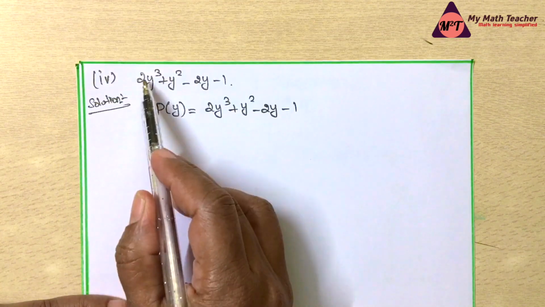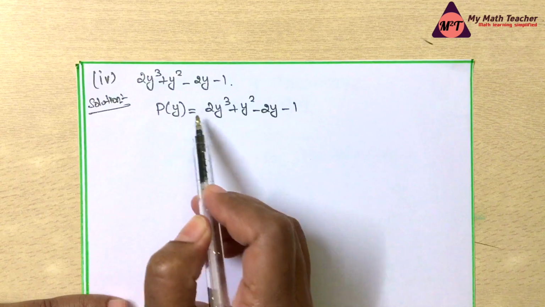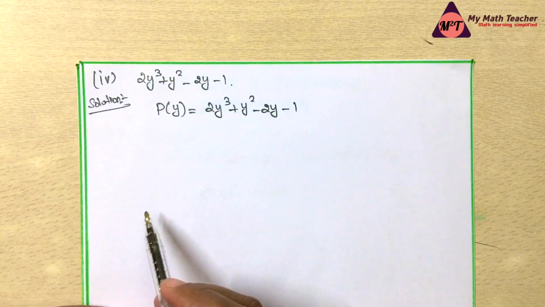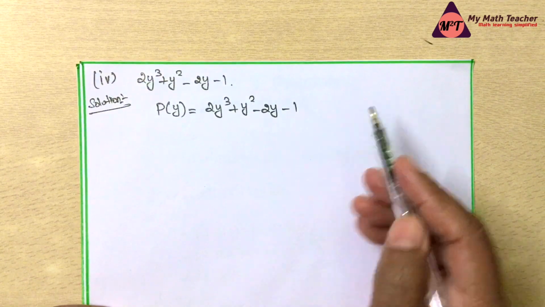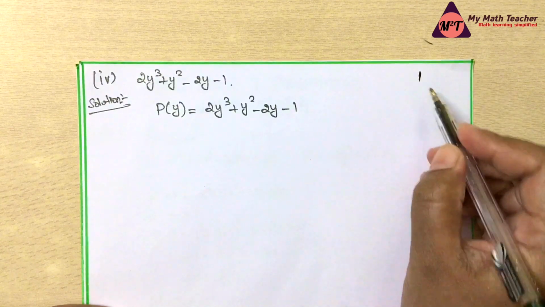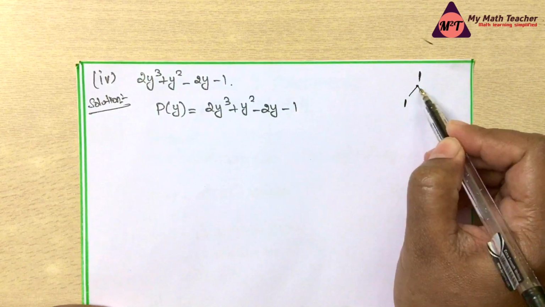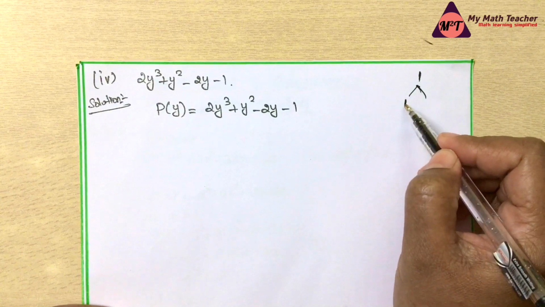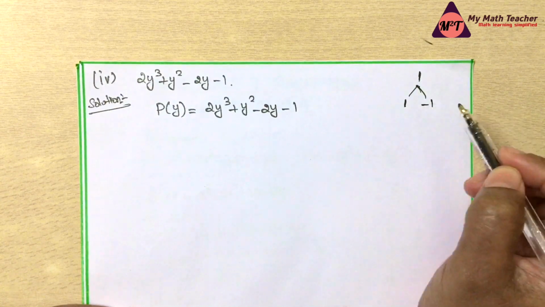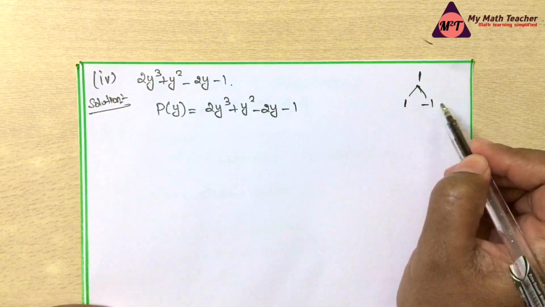The same way, let us solve the fourth subdivision. Instead of x, the variable given is y. So p of y is equal to the given polynomial. For finding the first factor, consider this number. This is 1. What are the factors of 1? It is simply 1 only. So now write 1, positive 1 and also negative 1. So among these two, we will get our first factor.